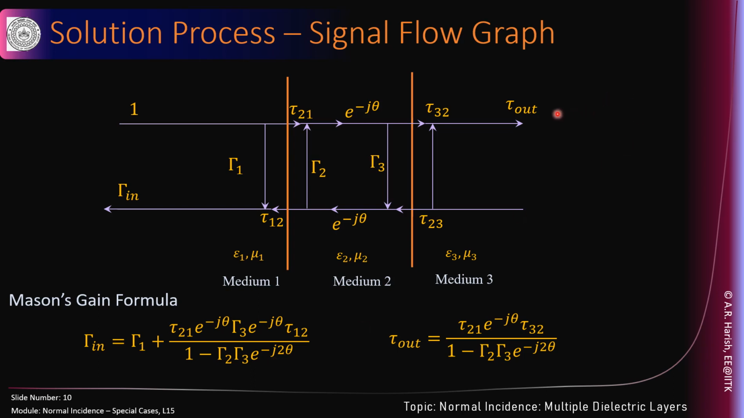And how about tau out? That's very straightforward. This is the forward path gain, tau 21 e to the power of minus j theta, tau 32, which is the numerator, divided by 1 minus loop gain, gamma 2, gamma 3 e to the power of minus j 2 theta. Straightforward, one shot, we could write the result. This by far I have found the fastest way to solve the multiple interface problem. If you are comfortable with it, I would recommend please use this. The only disadvantage or danger is there is a very high chance of making a mistake while calculating the loop gains, so you should be careful about it.